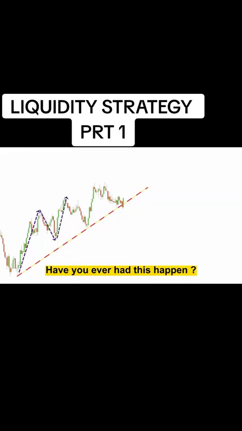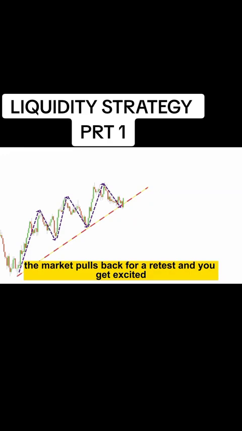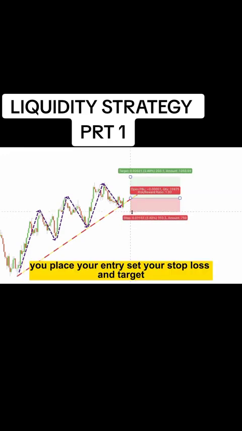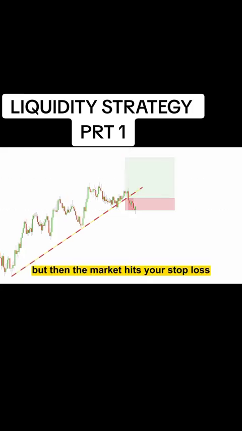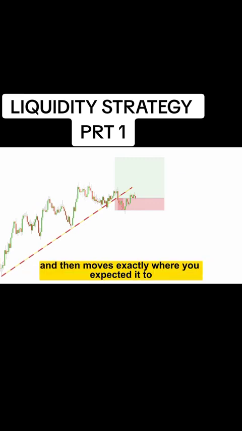Have you ever had this happen? You spot the perfect upward trend line, the market pulls back for a retest, and you get excited. You place your entry, set your stop loss, and target. But then, the market hits your stop loss and then moves exactly where you expected it to.